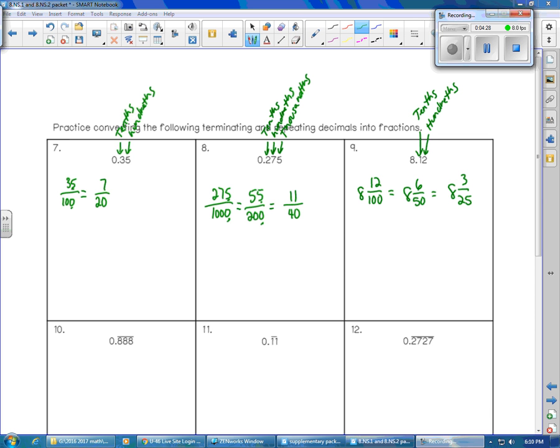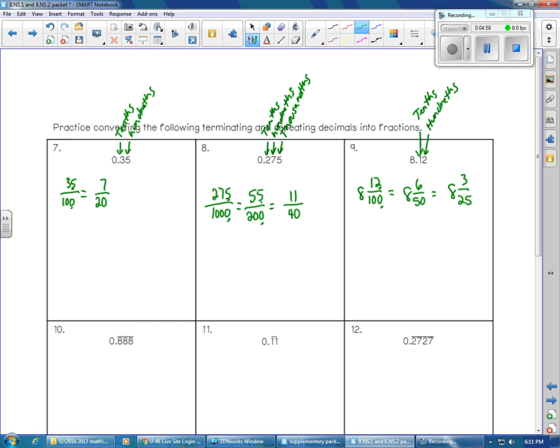Okay, so hopefully you were able to figure out that we would have our 8 as our whole number, and then we'd put 12 over 100. Now, the 2 and the 0 are both even numbers, so to start breaking that down into a more manageable number, I divided both the numerator and the denominator by 2, so I got 8 and 6/50ths, but I went, hey, they're still even numbers, so I can divide by 2 again, and I got 8 and 3/25ths.